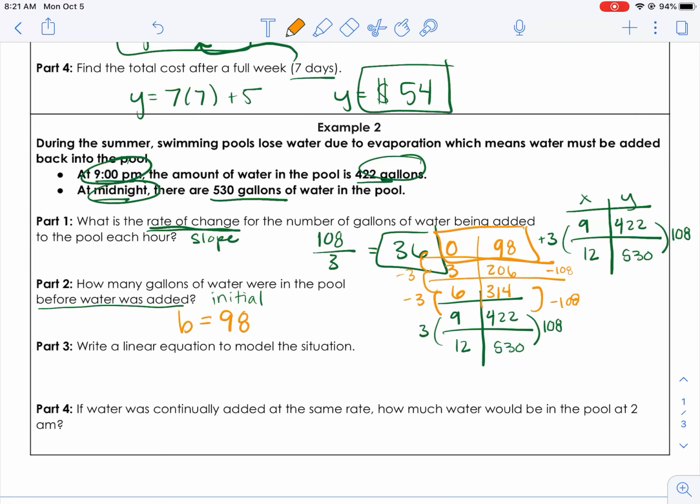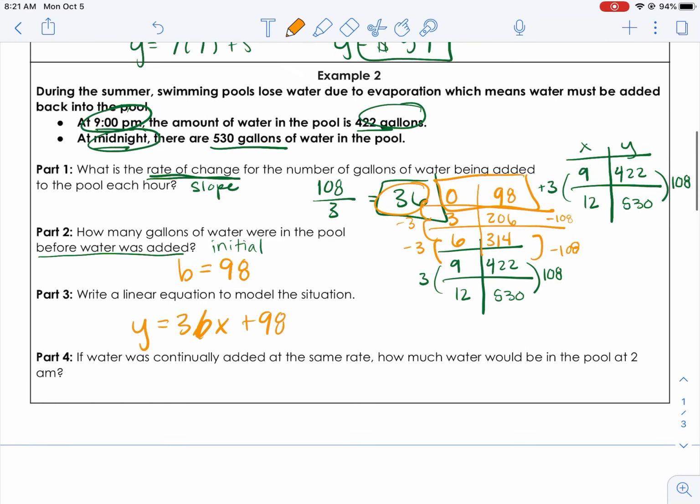And if we put that into an equation, it's just going to be y equals our slope of 36x plus our y-intercept of 98. And then it says if water was continually added at the same rate, how much water would be in the pool at 2 a.m.?